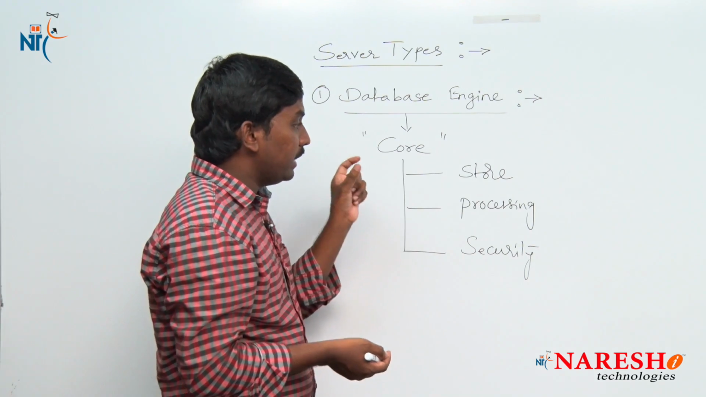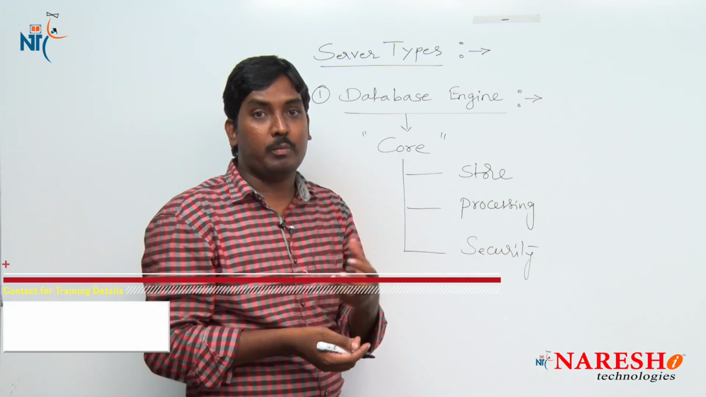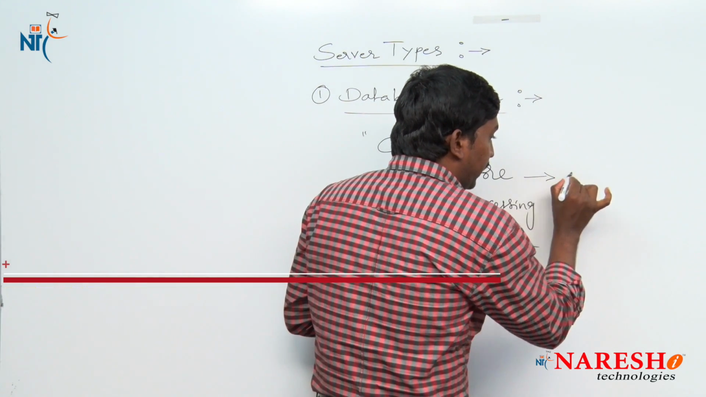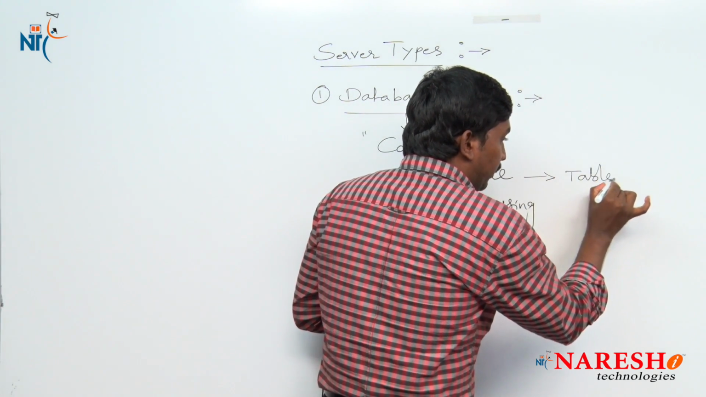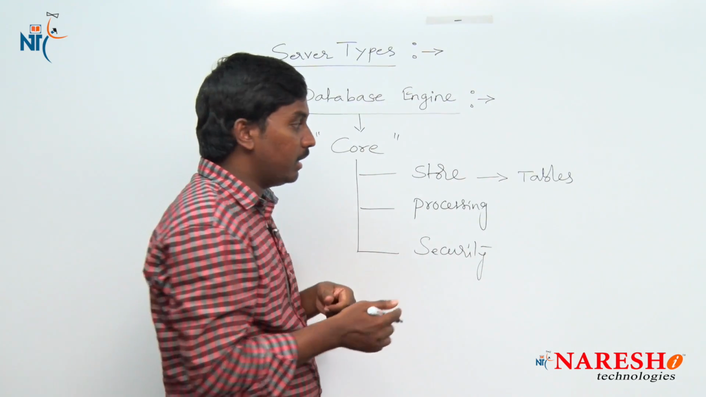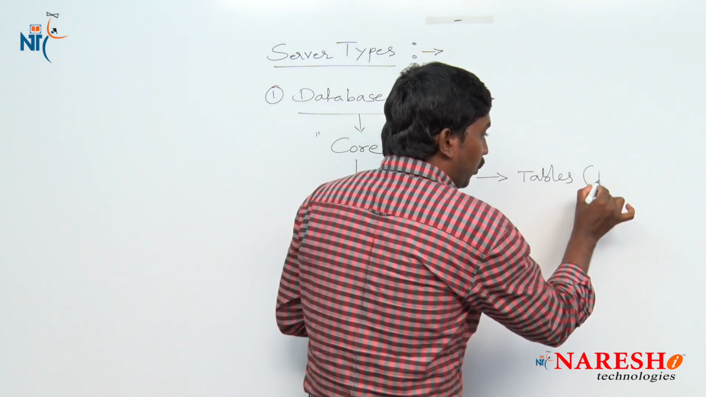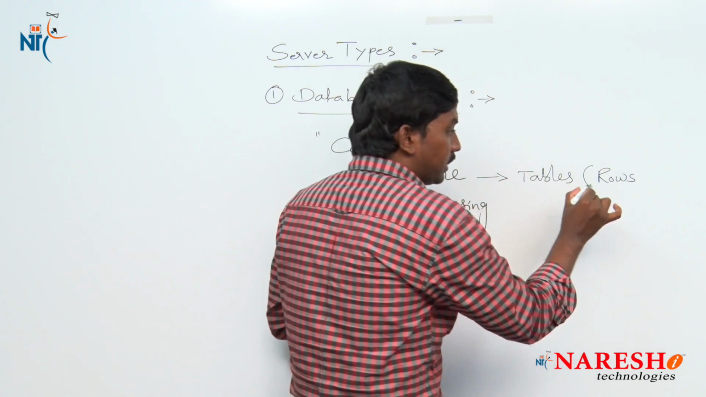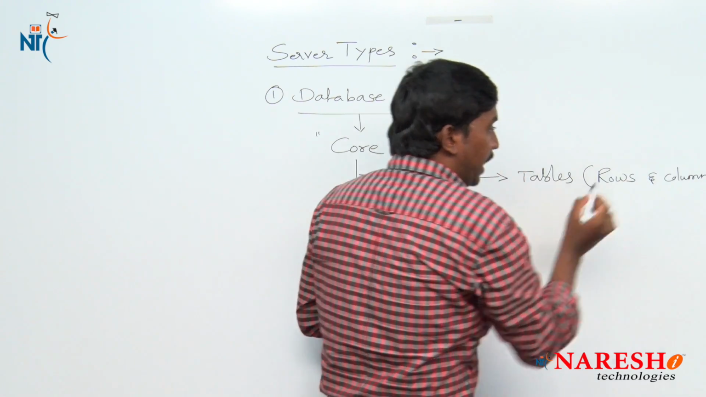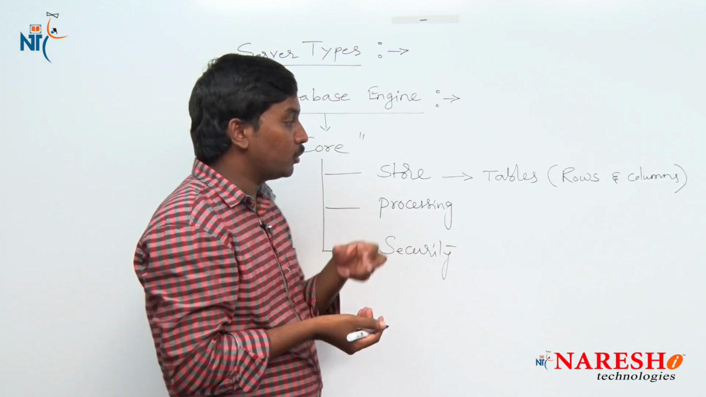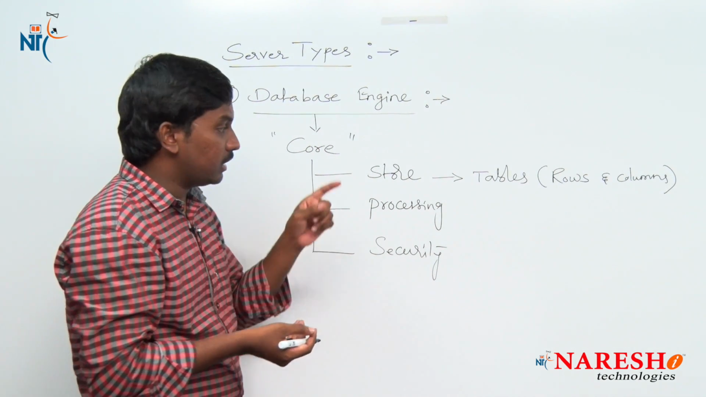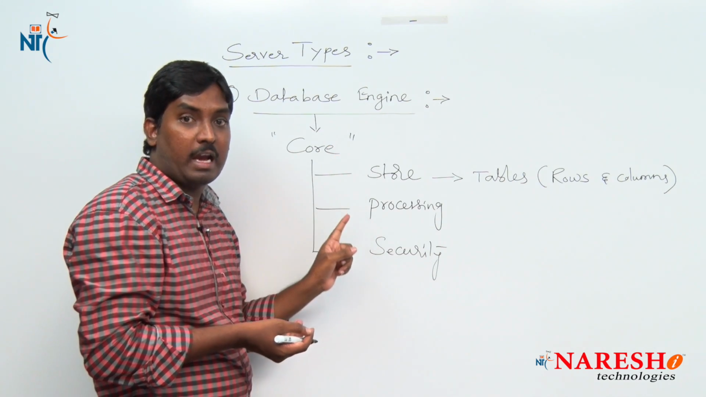These are the major points for why we require the database engine in SQL Server. Whatever information I store here should be stored in tabular format. A table is a collection of rows and columns. In this row and column pattern, I am going to store my data under the database engine in SQL Server. These are the points about storing, processing, and security.